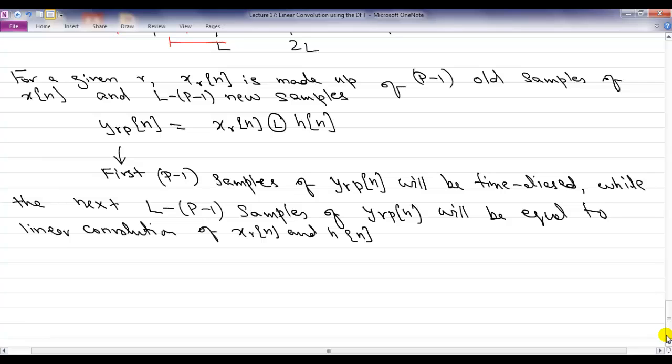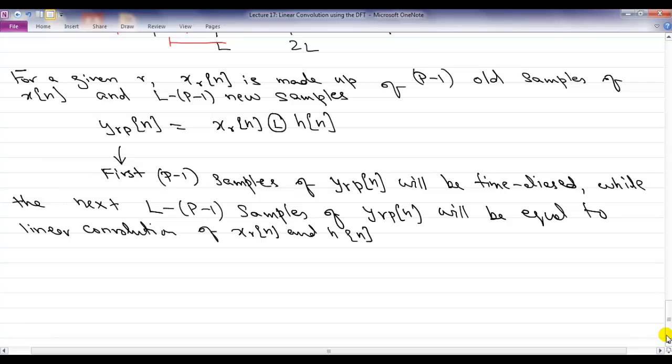But since we are now doing circular convolution, my first P minus 1 samples are going to be corrupted. So what I will do is throw away those P minus 1 samples and keep the remaining L minus P minus 1 samples. Output those. Okay?